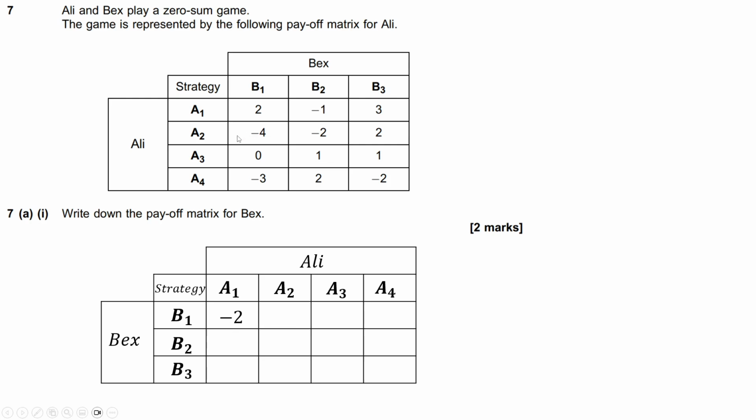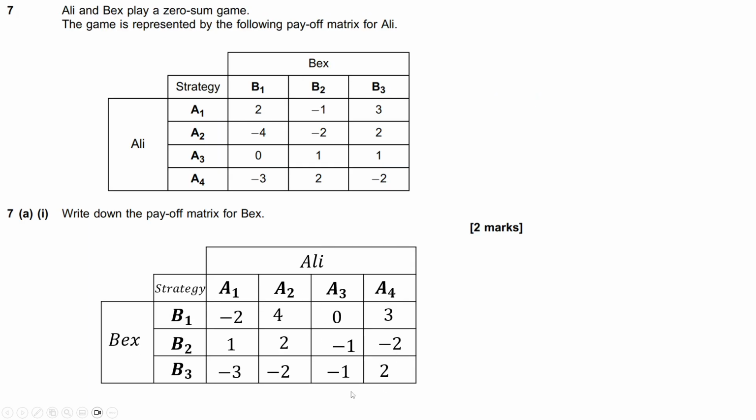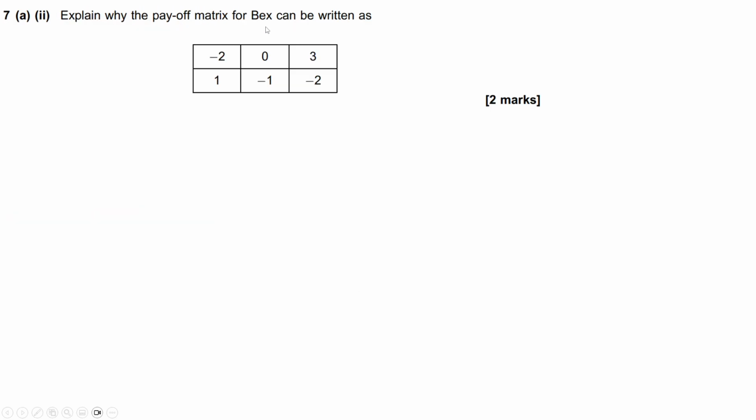And similarly, A2, B1, so that would be here. This would, instead of being a -4, instead of Ali losing 4, that's the same as Bex gaining 4, so that would be a +4. And then you just repeat that for all of the other ones. Hopefully my explanation was sufficient for the rest of them. And you're just left with that. Explain why the payoff matrix for Bex can be written as this.